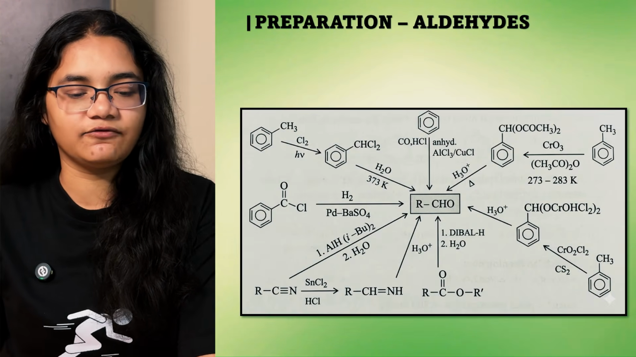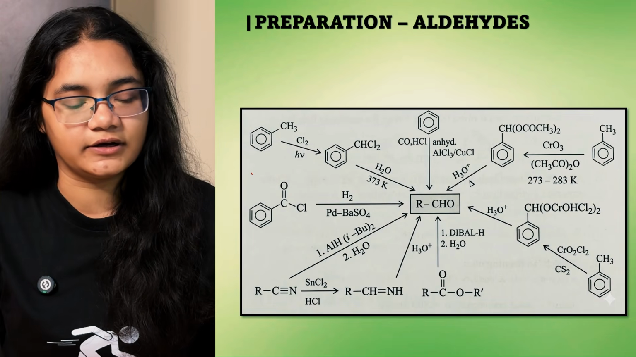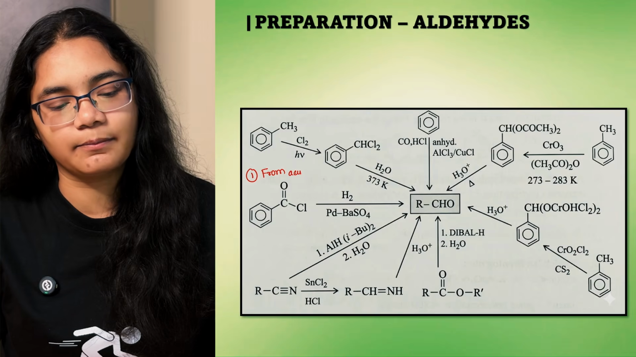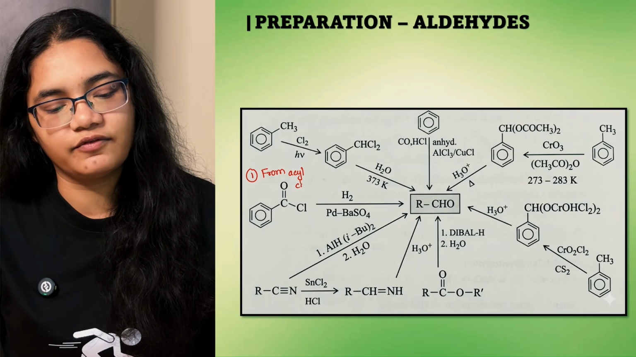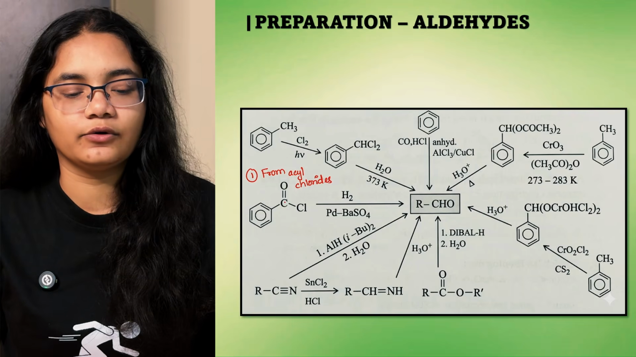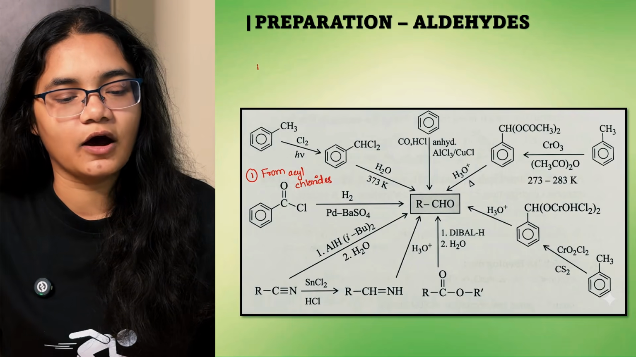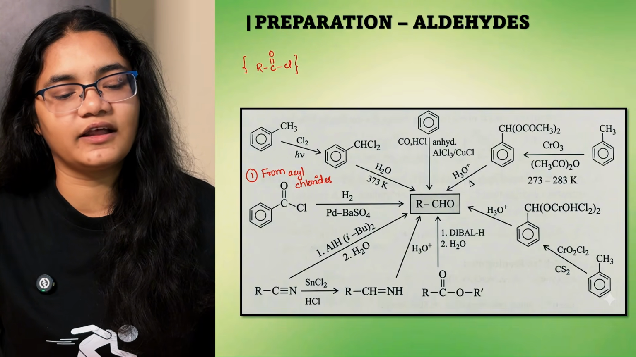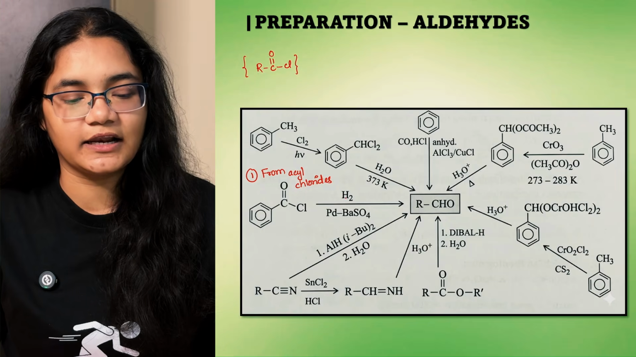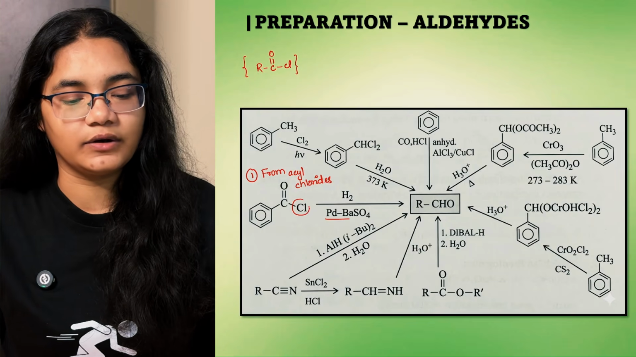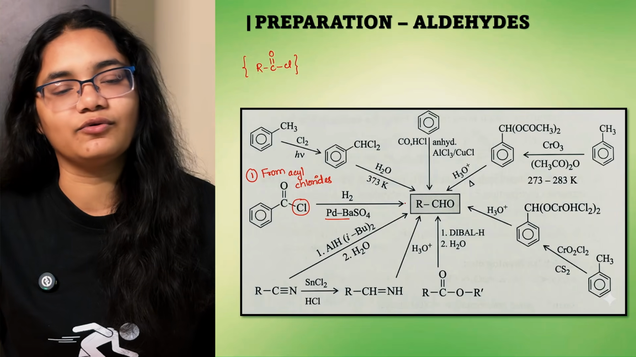So first, from acyl chlorides. You can see how I have prepared mind maps for all of them. This will really help you to revise quickly. So you have to take any acyl chloride, RCOCl, this particular group. Okay, this group is called acyl chlorides. When you take any acyl chloride and treat it with H2 and palladium on barium sulfate, then this chlorine is replaced with hydrogen to give you an aldehyde.